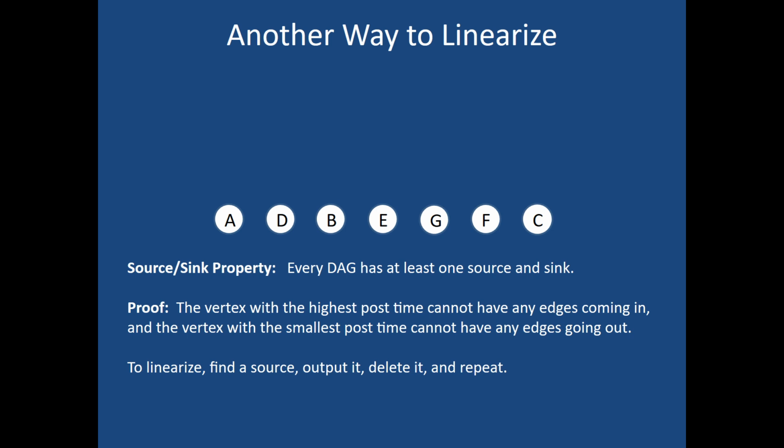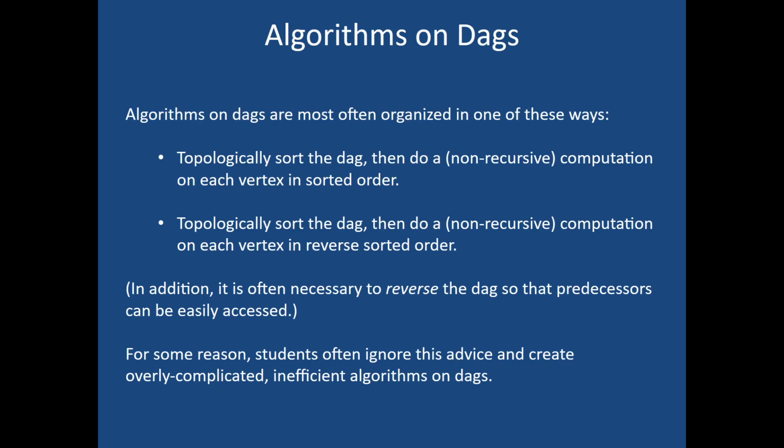Either way, you get them in the order of the dependencies. Okay. Now, algorithms on DAGs most often are organized in one of these ways. You sort the DAG and then apply a computation to each vertex in sorted order. Or you sort the DAG and do a computation on each vertex in reverse sorted order.